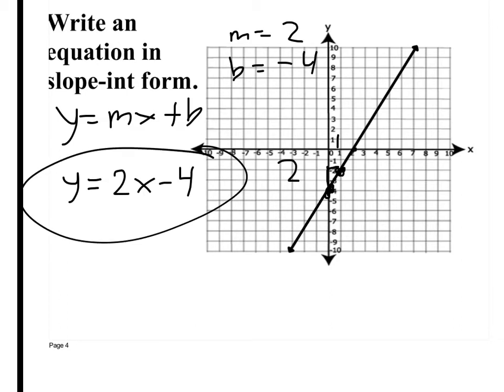Now, if you had said this was the point, how far up would this have gone? 4. How far to the right did it go? 1, 2. What's 4 divided by 2? 2. So does it matter what points I use? No. If I use this one, guess what it'd still give me a slope of? 2. Any questions?